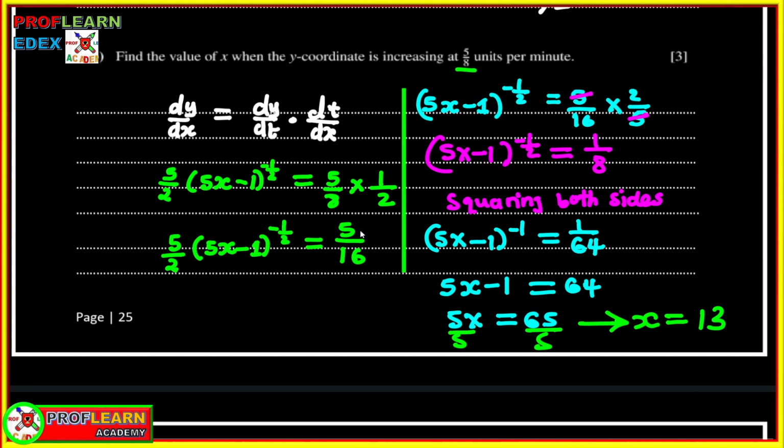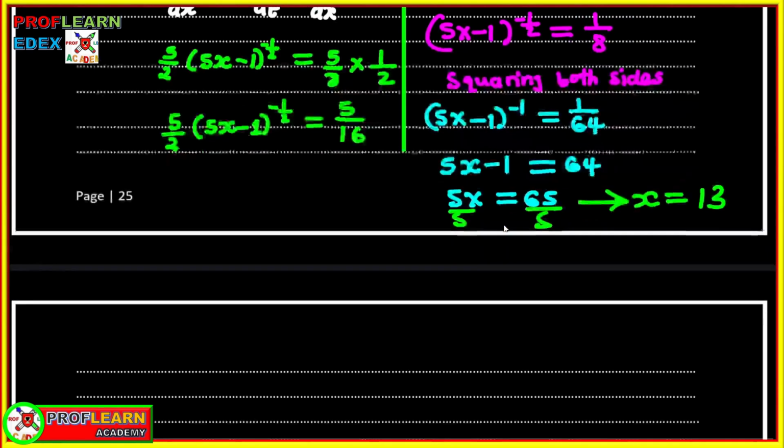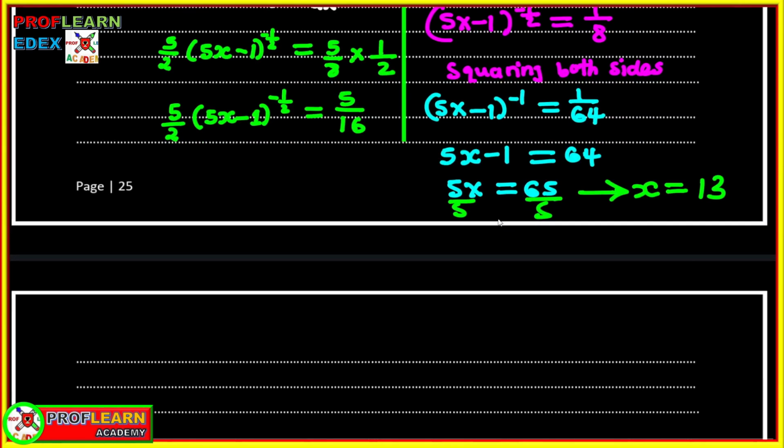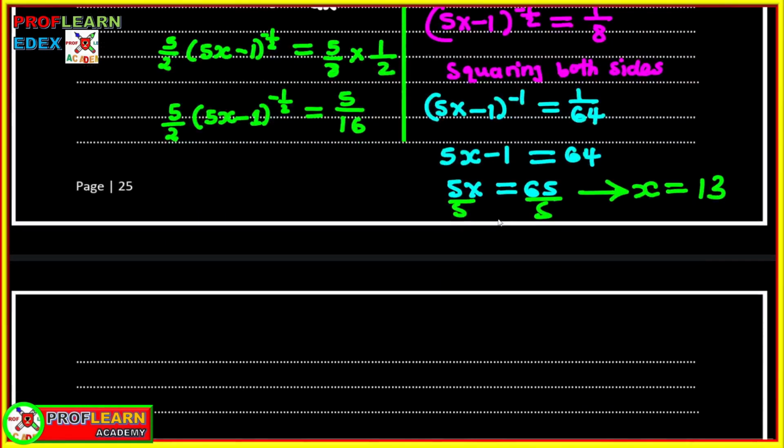If you simplify this, you are going to get 5x minus 1 raised to the power negative 1 over 2 equals 1 over 8. Squaring both sides, we are going to reduce the equation into this, and then we shall simplify further and get the value of x to be 13. Right.